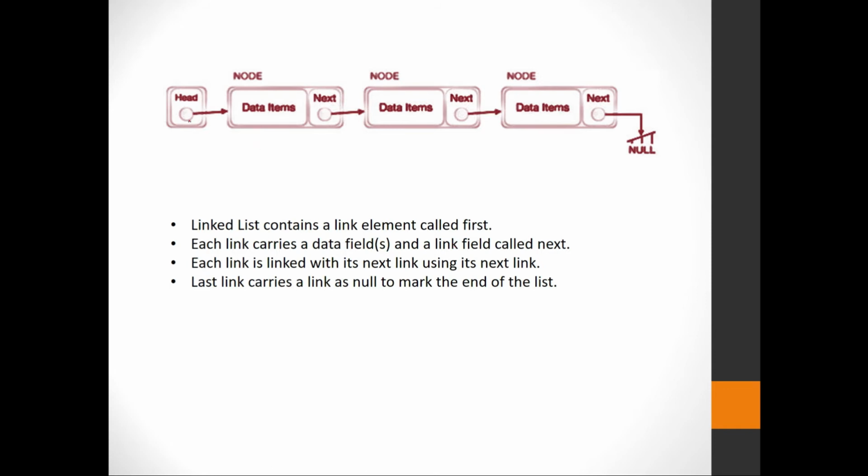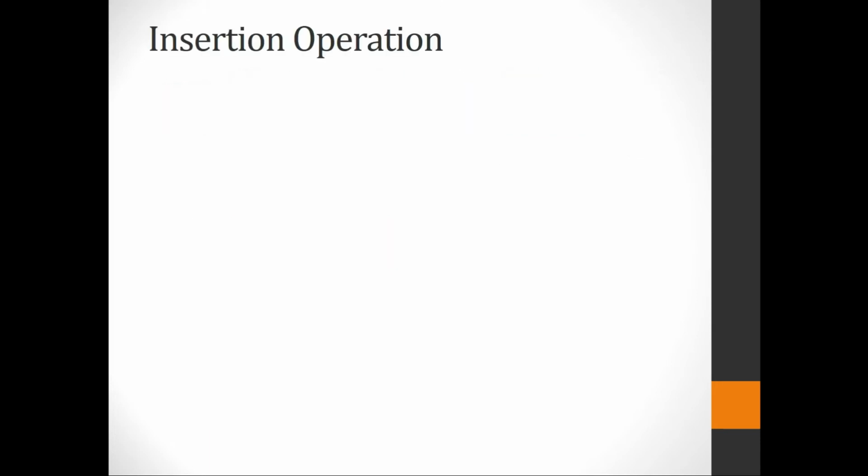Fine. So now, here linked list, it contains a link element, you call it first or head. Each link is going to carry a data field and a link field. As you already know, each link is linked with its next link. As seen in a train, you will have a chain to connect two compartments, two coaches. So that is how your linked list node is also connected. Okay. So now, last link carries a link as null. It is to mark that this is going to be the end of the list. So now this is going to be a single linked list.